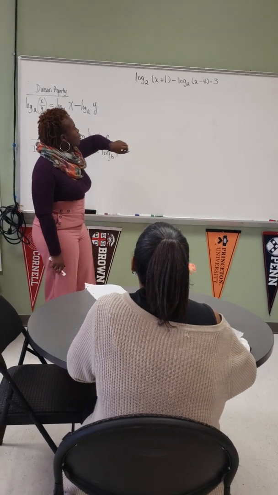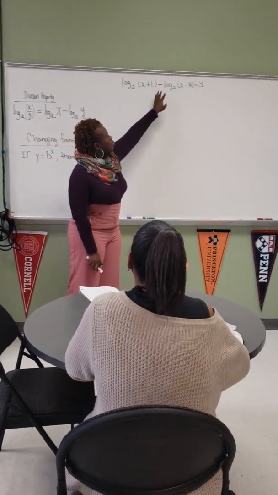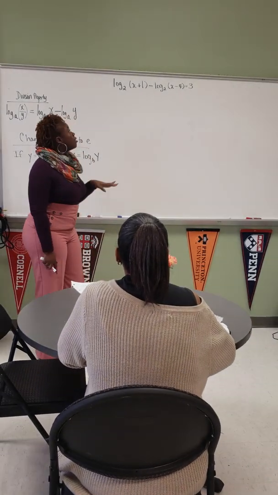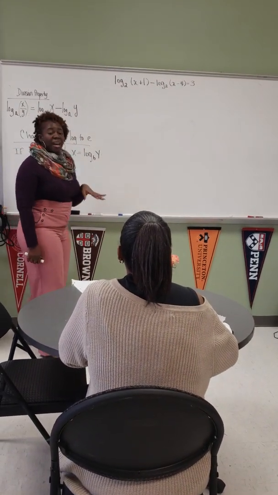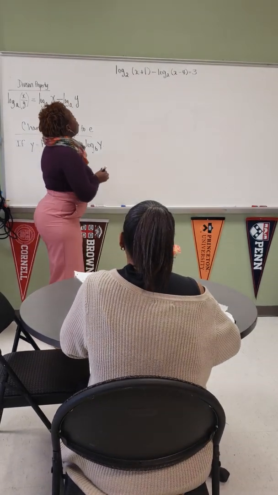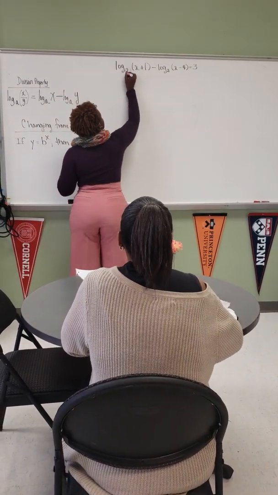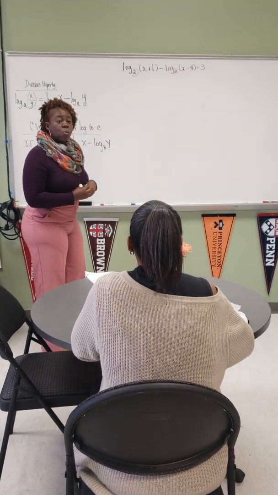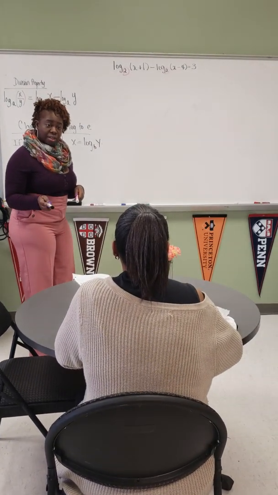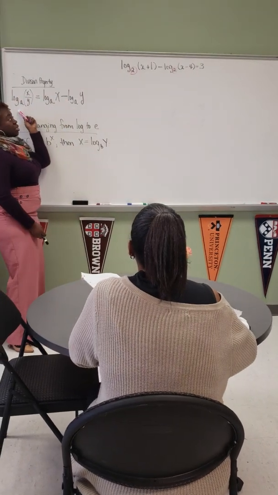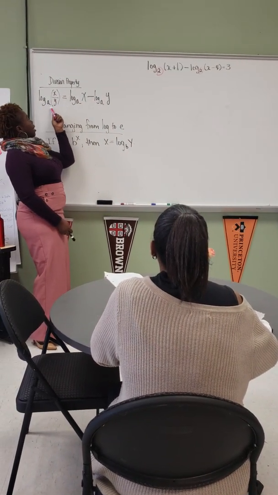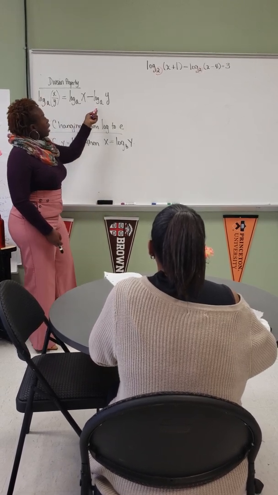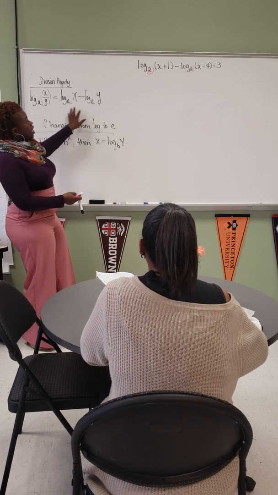We have log base 2 of x plus 1 minus log base 2 of x minus 4 equals 3. The thing you want to ask yourself first is, do they have the same base? I see a 2 here and a 2 here, so they have the same base, which means I can use the division property of logs, which is log base A of x over y equals log base A of x minus log base A of y. Well, it's in this form here.